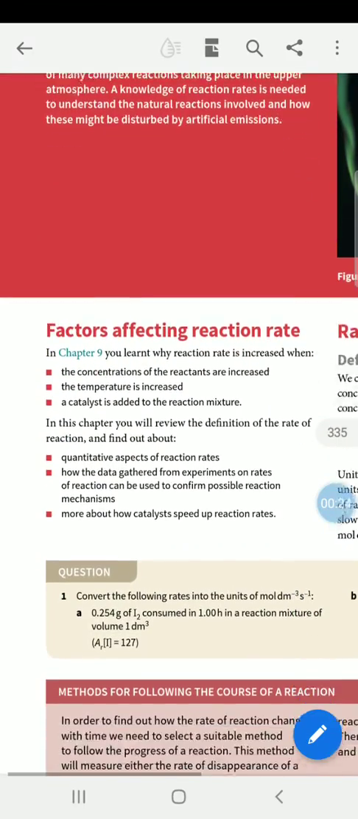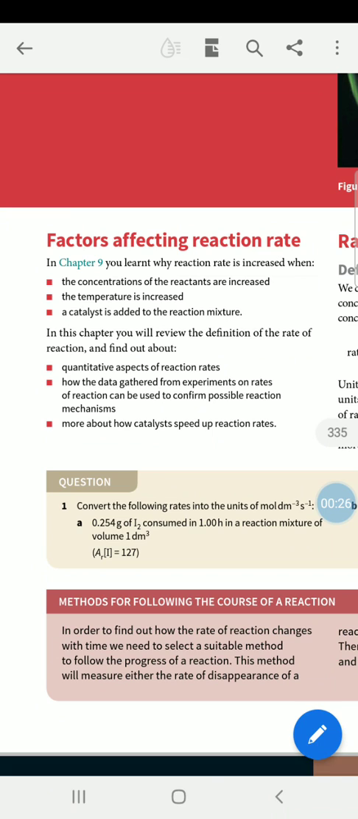So basically we will be talking about the rate of a reaction and the different steps that are involved in a chemical reaction, because you will learn that a chemical reaction does not take place, the whole thing does not take place at once. So there are different steps involved in it.